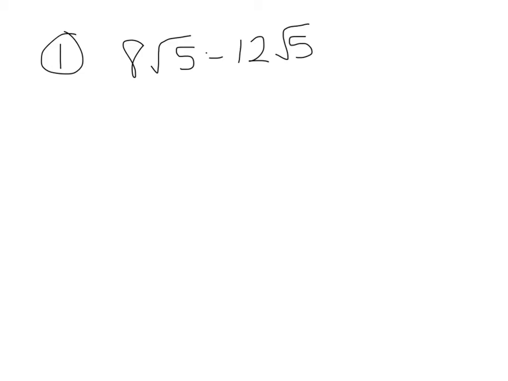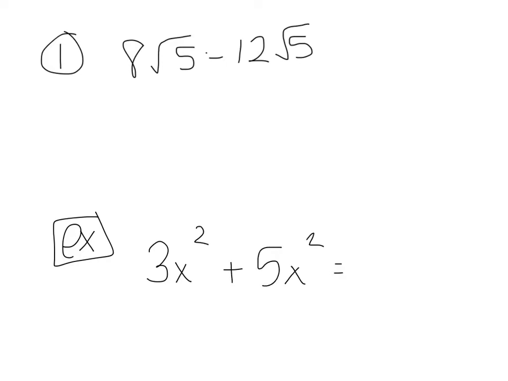Okay, the square root is not going to change, just like when, for example, we took 3x squared plus 5x squared. We just got 8x squared. We didn't add the exponents, okay? So for this case, the radical is not going to change. All we're going to do is add or subtract the numbers out front if the radical is the same. So in this case, square root of 5, we're good.